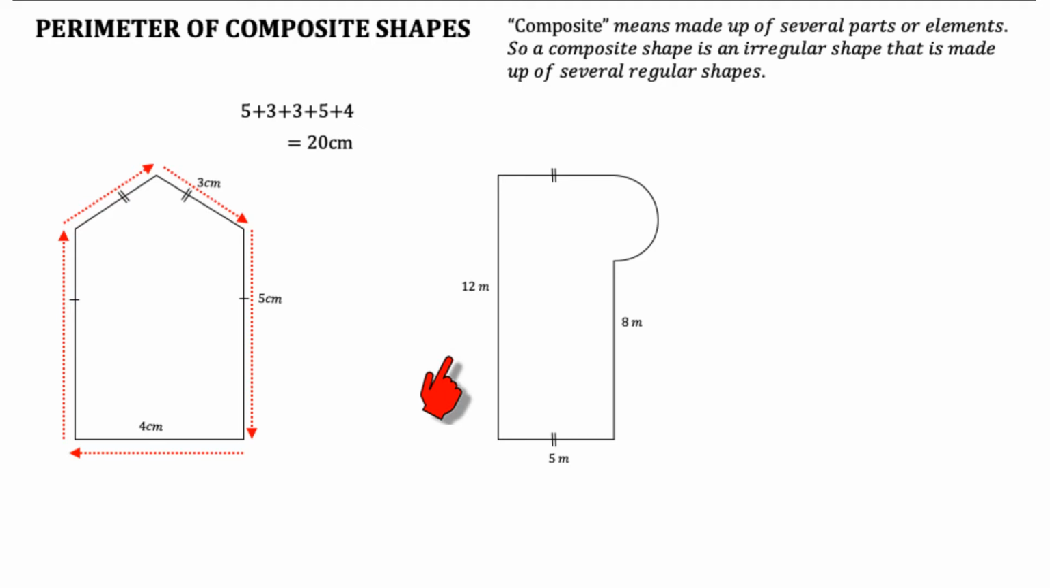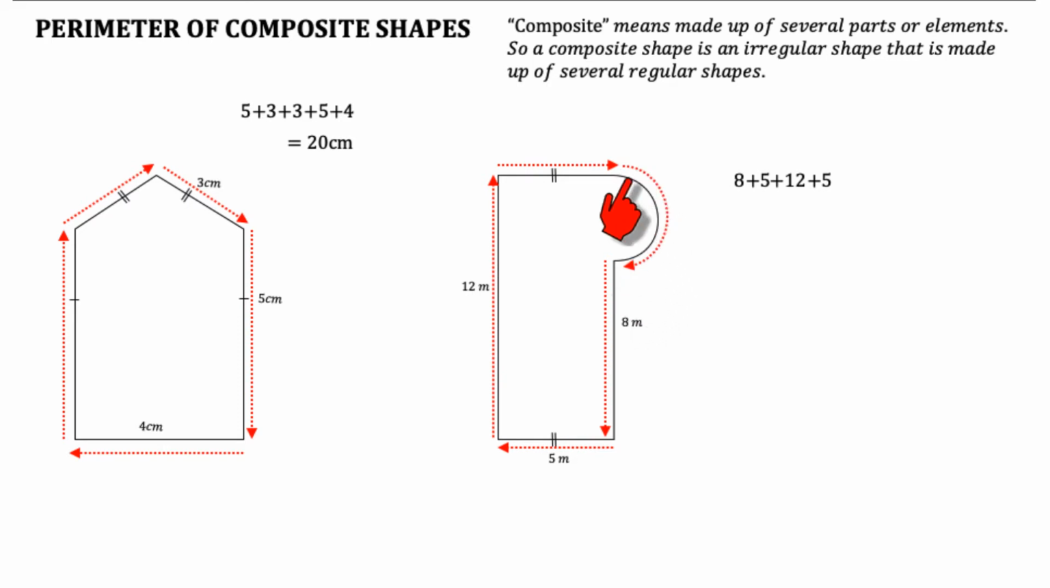Here's another composite shape. This one's kind of made up of a rectangle and a bit of a semicircle piece tacked on the side here. We're going to do the same thing, but this curved piece is going to take a little bit of extra attention when we get to it. So let's start here, and we're going to walk around 8 meters this way, 5 meters along here, plus another 12, plus another 5 to get to this point, and I know that section there is 5 because it's the same as this.